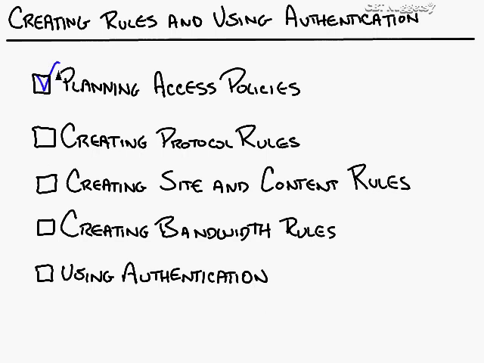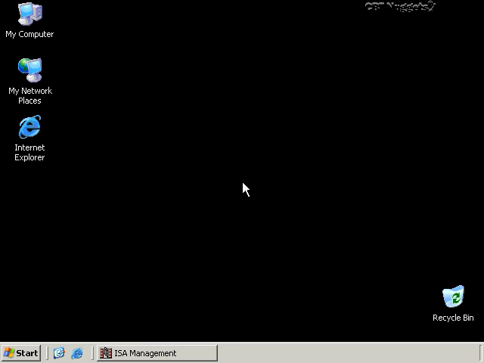We talked about planning the access policies, creating the protocol, site, and content rules, those rules that allow us to control what type of access they have, and setting up the bandwidth rules that allow us to carve up our internet connection pipe and allocate bandwidth to certain applications. In my opinion, one of the most difficult rules to understand because of the ratio systems. You might want to remember that for Who Wants to Be a Millionaire. And then using authentication to make sure that we can authenticate our users to apply restrictions based on the users and the groups. I hope this has been informative for you, and I'd like to thank you for viewing.